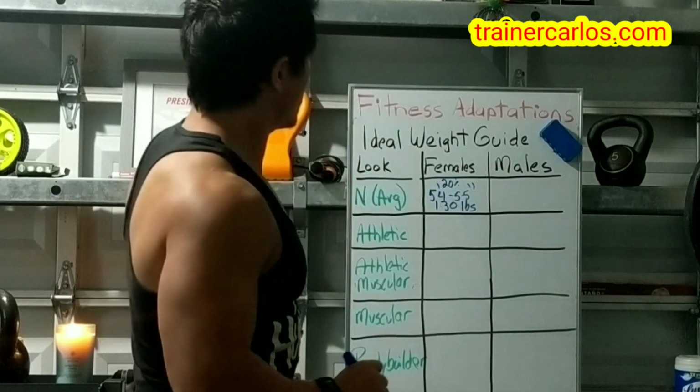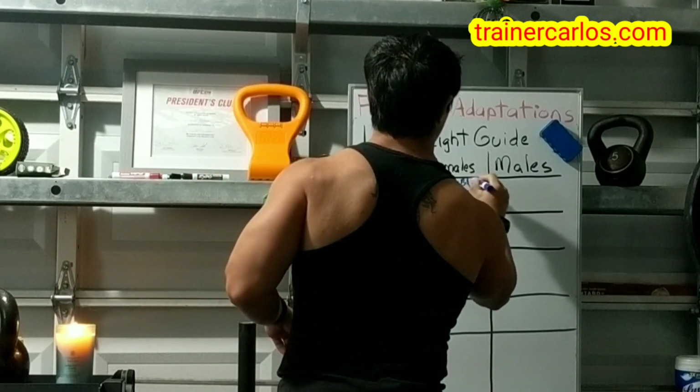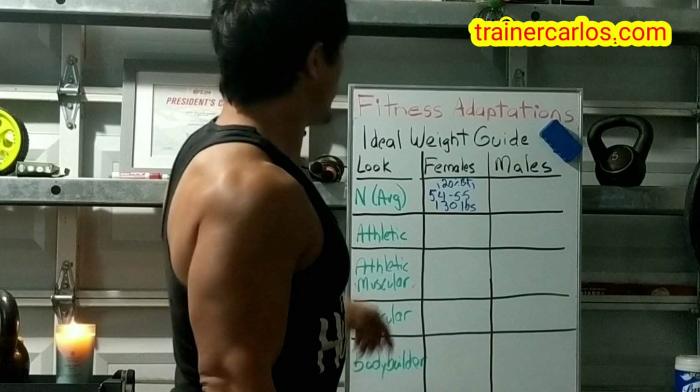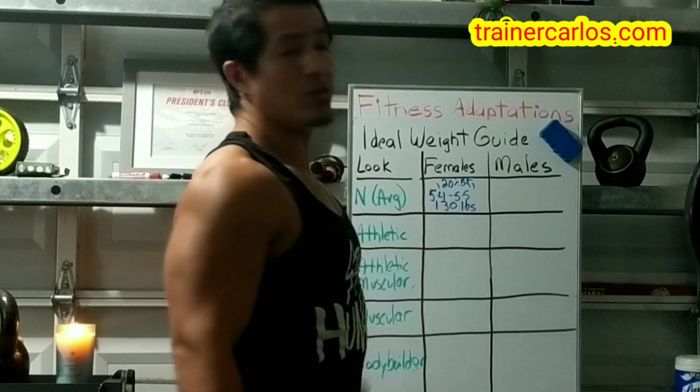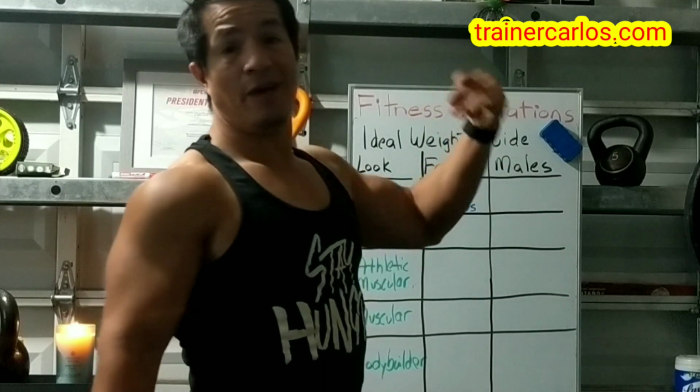That should be your aim. 20% body fat. I'll put here BF. 20% body fat, 5'4", 5'5", 130 pounds. Body fat's always going to be the same. All you're going to do is add 5 pounds.